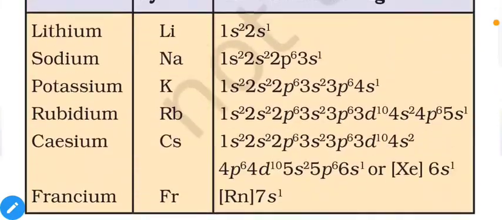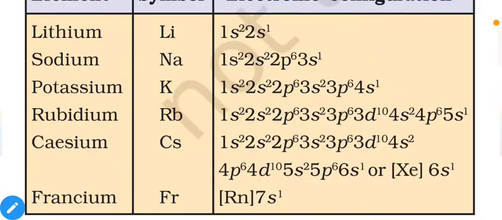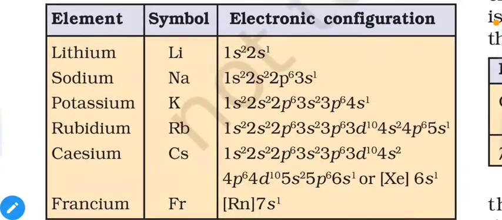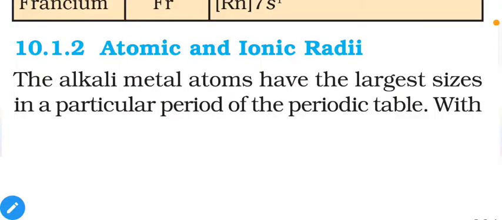So these are the electronic configurations of our S block first group elements: lithium, sodium, potassium, rubidium, cesium and francium. All of them show 2s1, 3s1, 4s1 and so on type of electronic configuration. And the bottommost, francium, is a radioactive element. Next point, atomic and ionic radii.